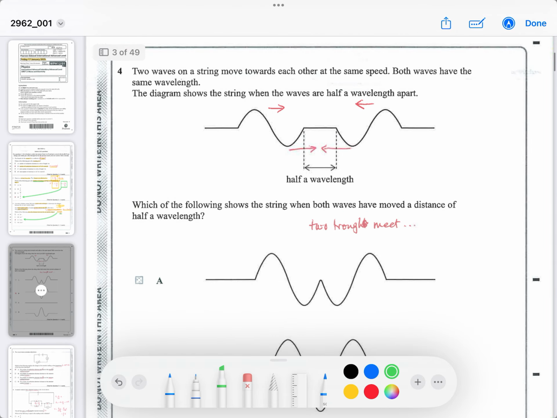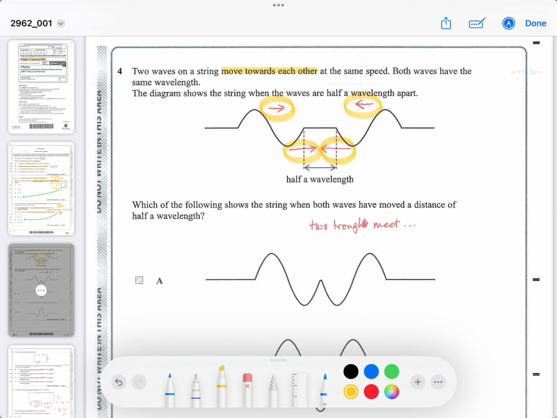Question 4 is on waves. So 2 waves on a string move towards each other. They're moving towards each other at the same speeds. I've put the 2 arrows to represent these 2 peaks moving together, or the 2 troughs moving towards each other.